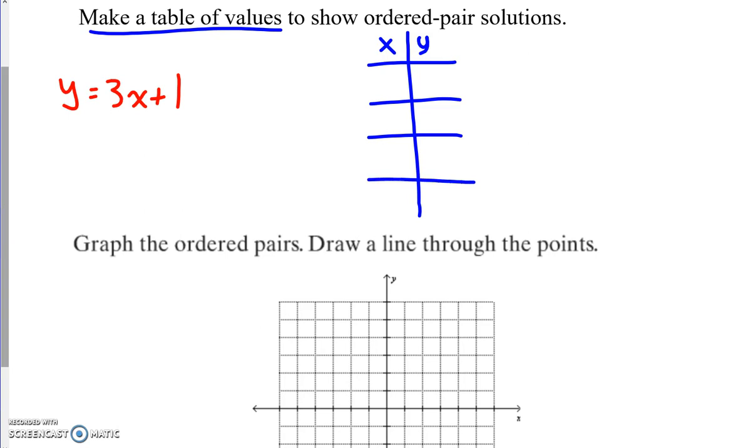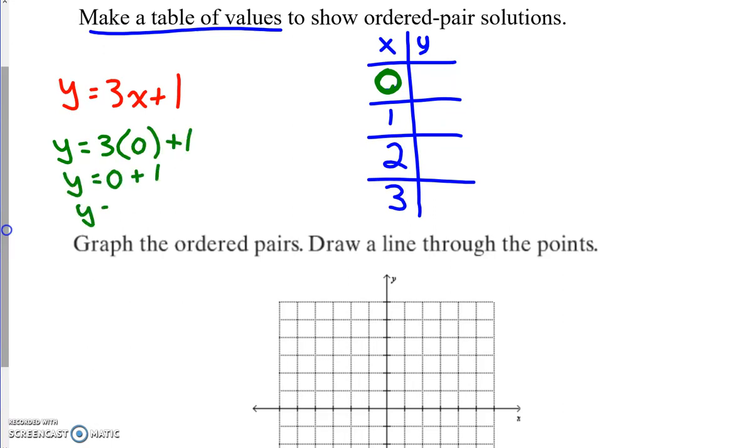Since we get to pick our numbers for x, let's pick easy numbers. I don't want to pick decimals or fractions or even negative numbers. I want to pick easy numbers for x, like 0 and 1 and 2 and maybe 3, because I know I have to substitute those in for x. So the first one, it says, let's change x into 0. So y equals 3 times 0 plus 1. Y equals 0 plus 1. So y would be 1.